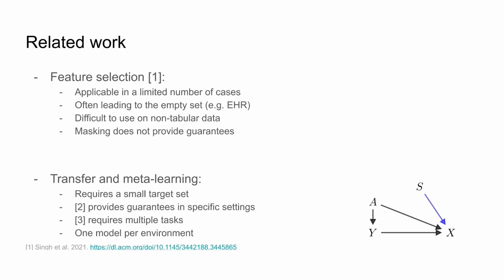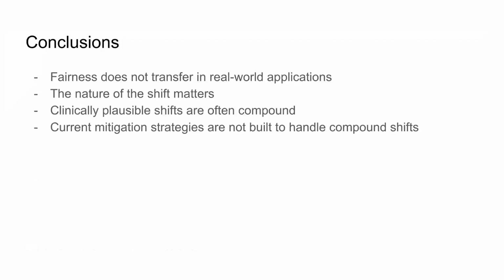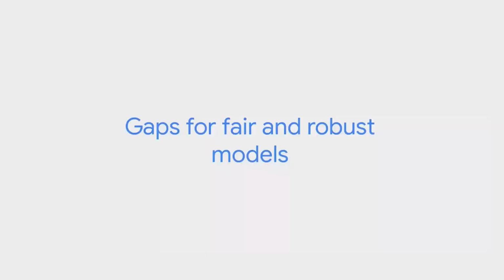So basically, in conclusion, fairness does not transfer in real-world applications. We've seen that the nature of the shift matters. However, clinically plausible shifts are often compound, and current mitigation strategies are not built to handle compound shifts. So there are still gaps for building fair and robust models.